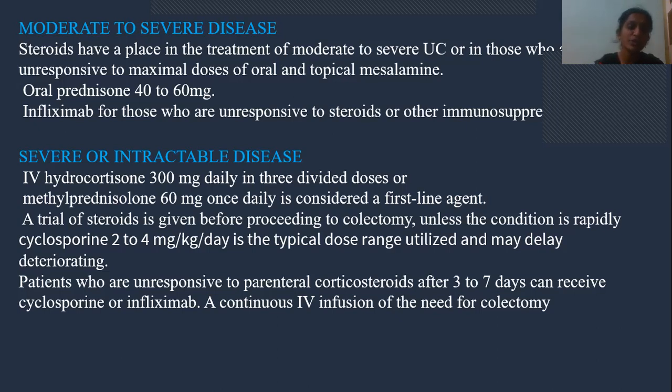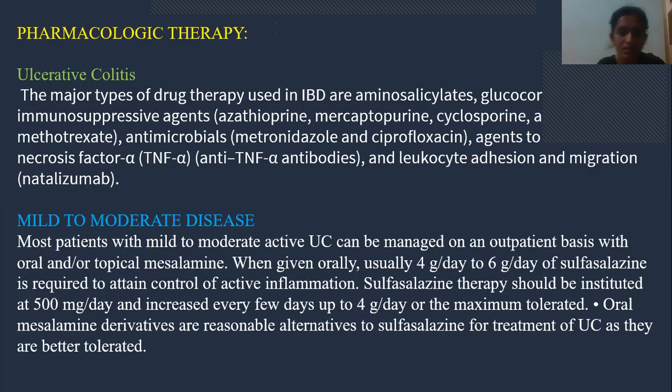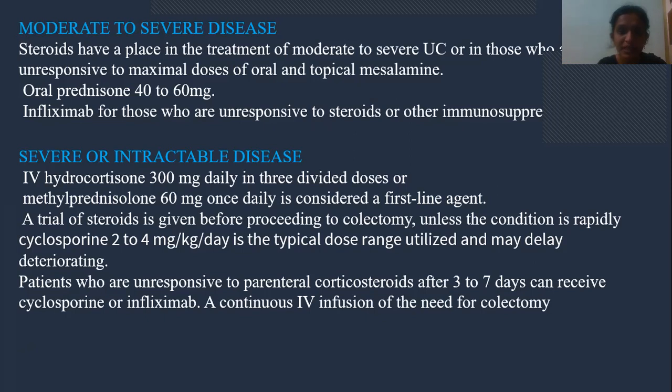And then cyclosporin 2 to 4 mg per kg per day is a typical dose range utilized and may delay deterioration. So if the condition is about to worsen, that duration of deterioration can be prolonged by the use of cyclosporin. What is cyclosporin? Cyclosporin is an immunosuppressive agent. So it can be given to prolong the duration before deterioration.